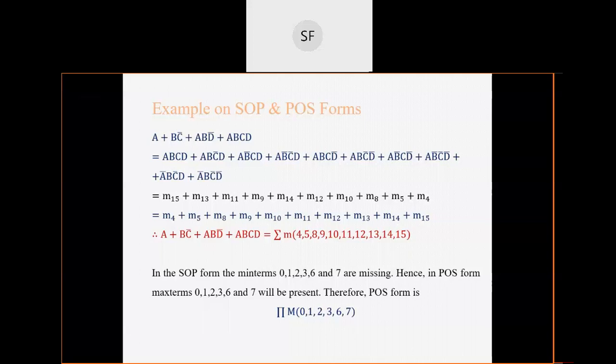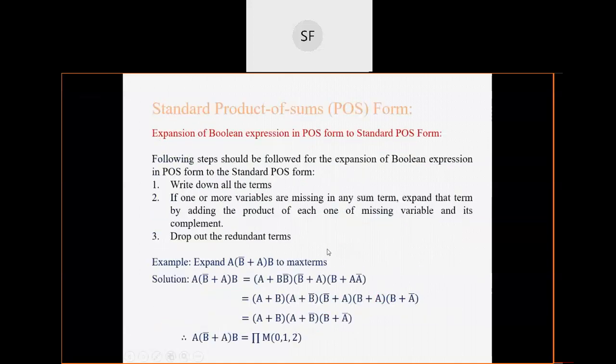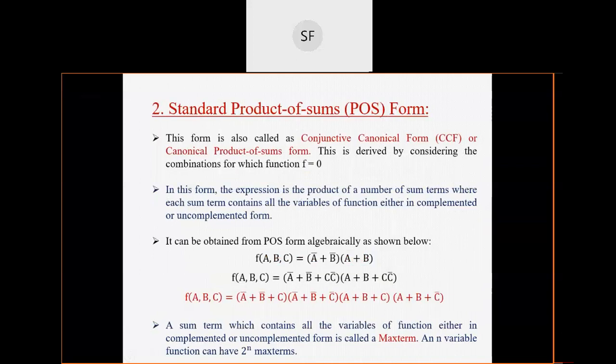So you got these minterms. If you got these minterms, then it is very good. Now we will go back and observe the second representation of a Boolean expression, that is the standard product of sum form, that is POS form.